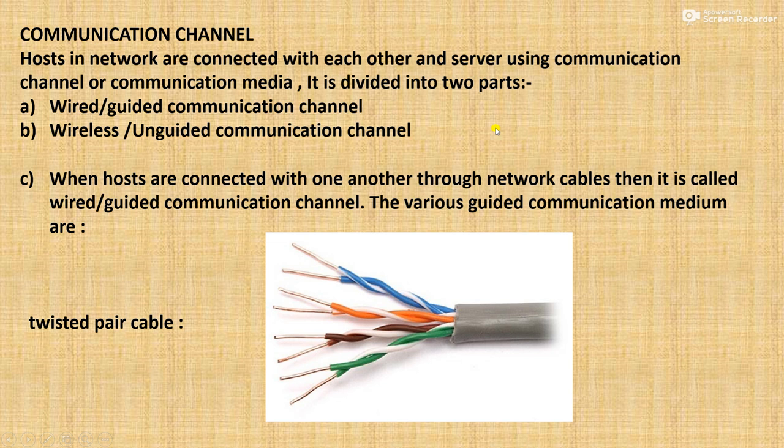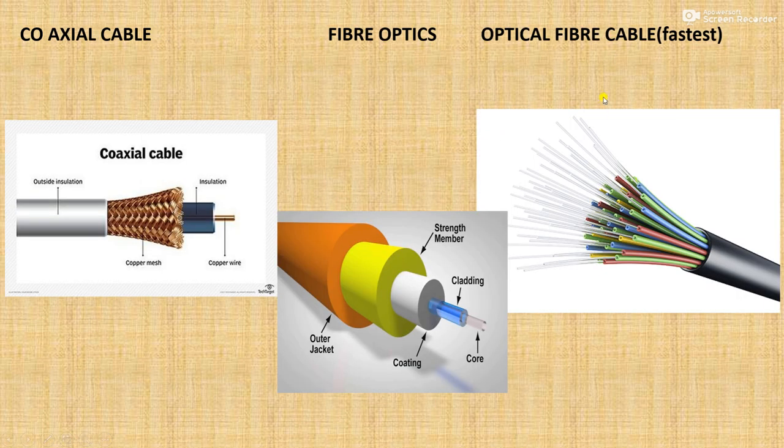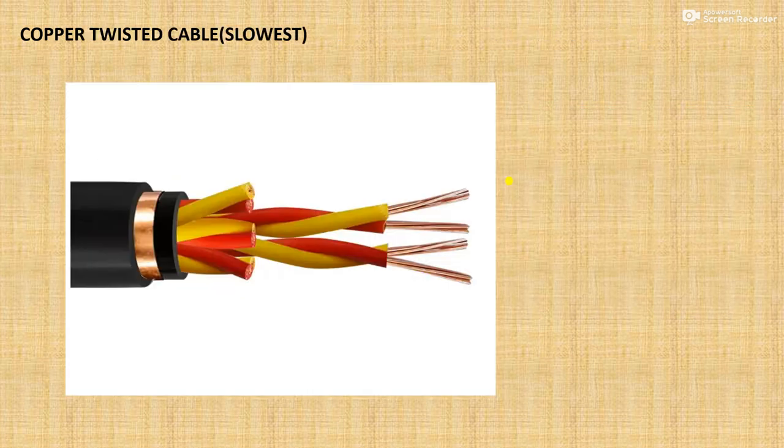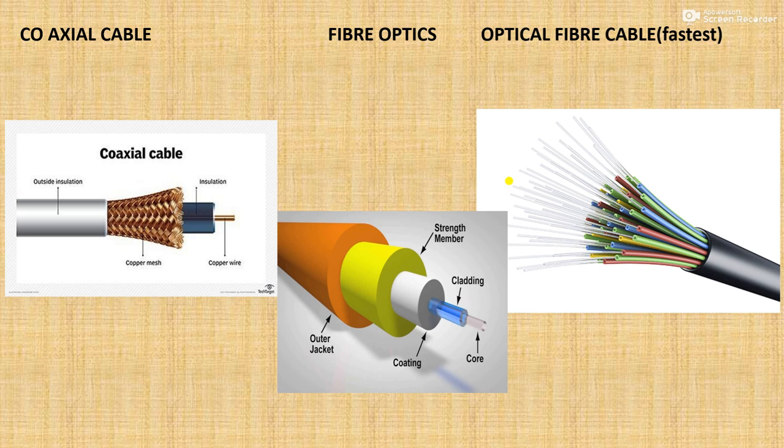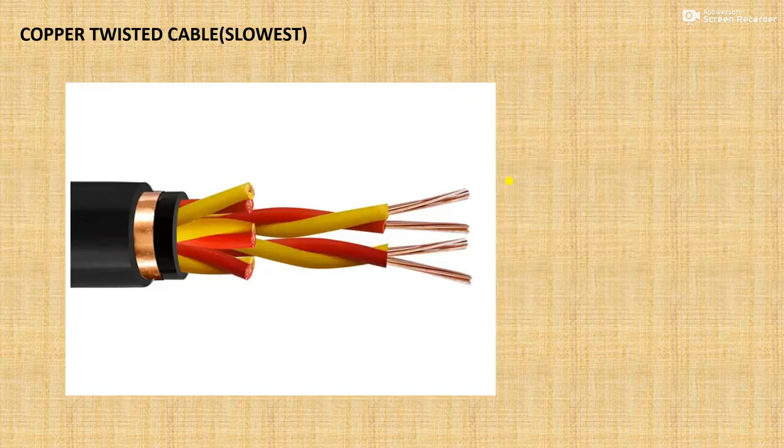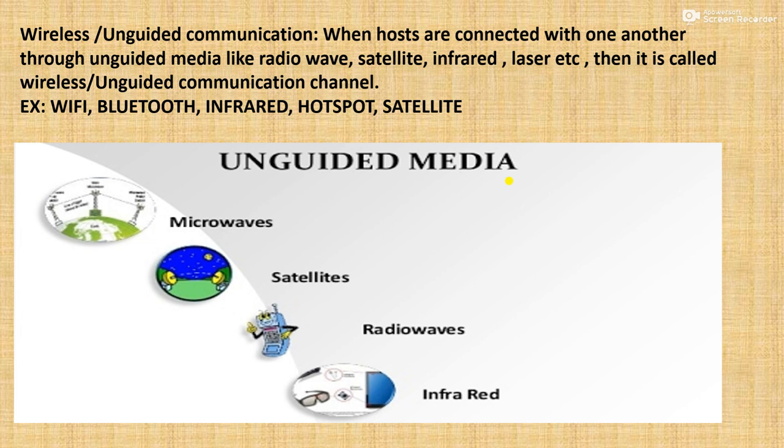One question that comes in the exam is which is the fastest communication channel. We have this optical fiber cable. It gives the fastest communication. Nowadays, because we are all taking online classes, we are also using this optical fiber cable because it gives the fastest Wi-Fi speed. After that, the slowest is the copper twisted cable. So fastest we have optical fiber cable, and slowest we have copper twisted cable. Now we have seen wired, and wired means guided media.